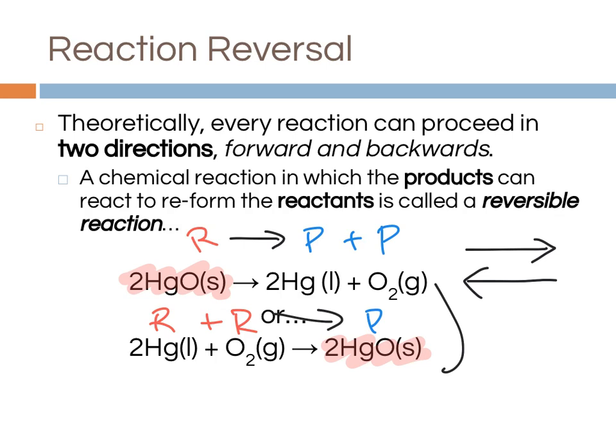Well, if you look at this closely, they're basically the same reactions. The first one is decomposition of HgO into mercury and oxygen. The second one is the synthesis of HgO from mercury and oxygen. So these reactions, as long as everything is right in the world, can occur in both directions.